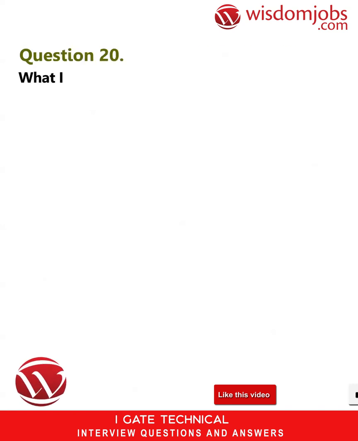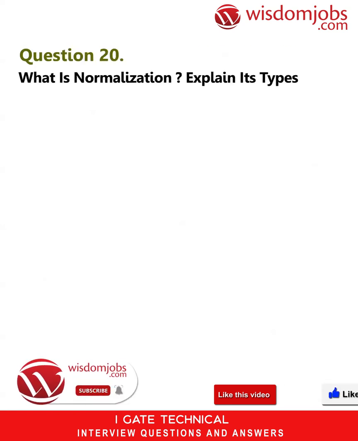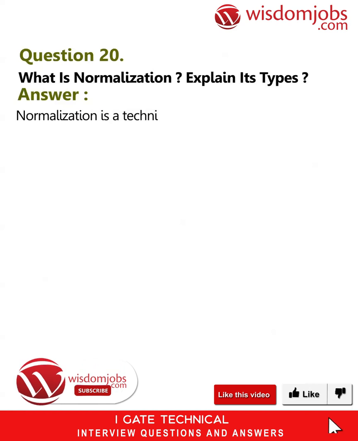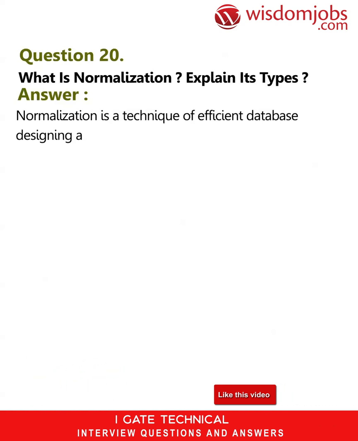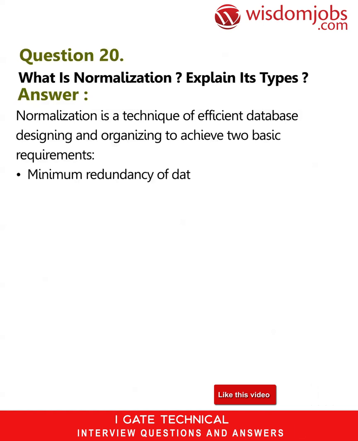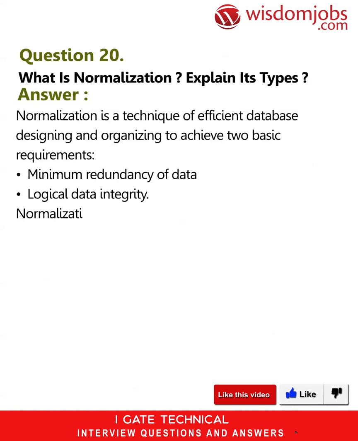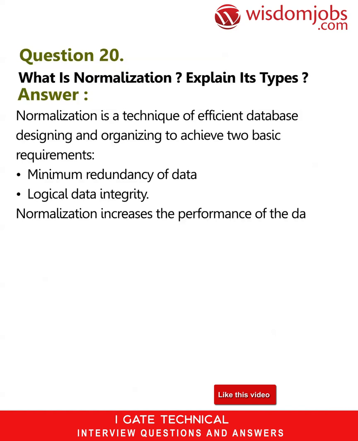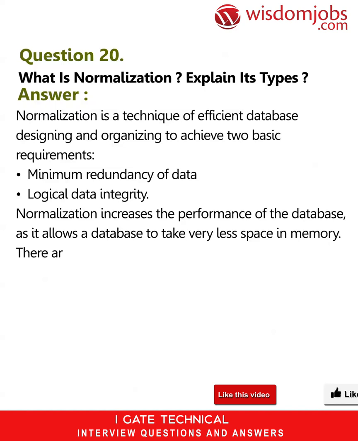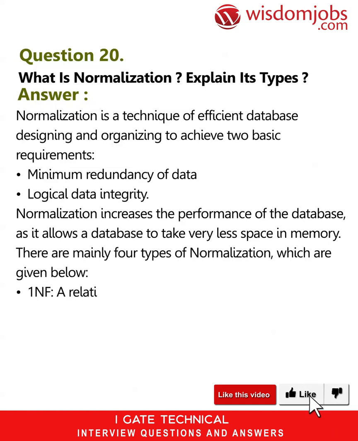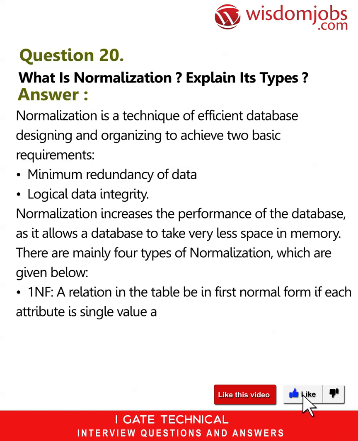Question 20. What is normalization? Explain its types. Answer. Normalization is a technique of efficient database designing and organizing to achieve two basic requirements: minimum redundancy of data and logical data integrity. Normalization increases the performance of the database as it allows a database to take very less space in memory. There are mainly four types of normalization, which are given below. 1. 1NF: a relation in a table is in first normal form if each attribute is a single value attribute. 2. 2NF, 3. 3NF, BCNF.